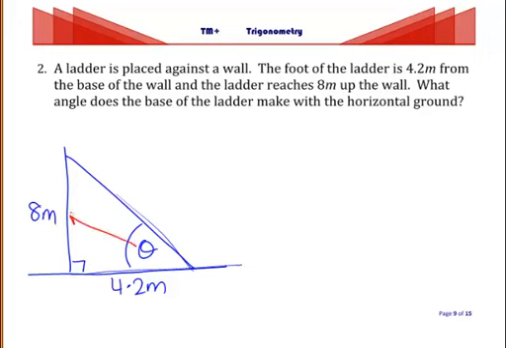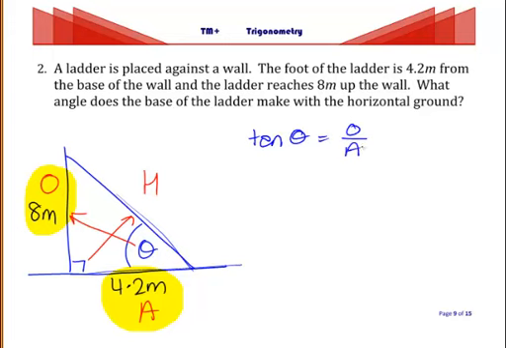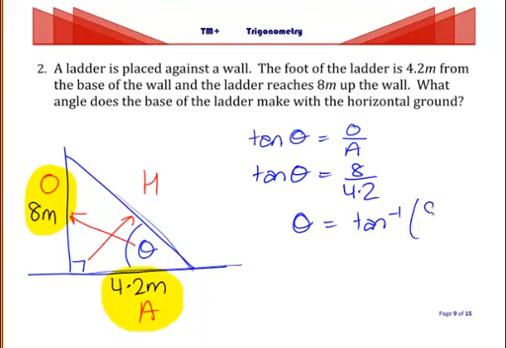Label my diagram. Opposite my angle is opposite, opposite my right angle is hypotenuse, and the other one is adjacent. So I've been given adjacent and opposite. So O and A, which is from SOHCAHTOA, tan. So tan theta is opposite over adjacent. Tan theta is 8 over 4.2. So theta equals inverse tan of 8 over 4.2.